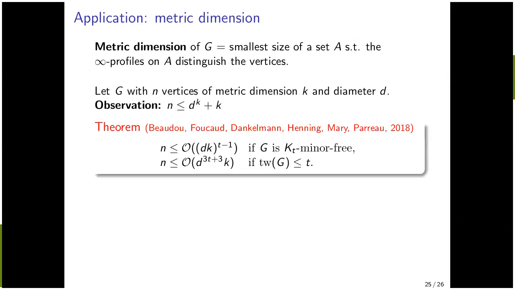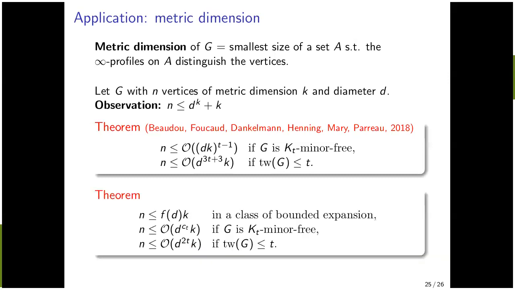And recently the question of having better bounds for specific classes of graphs has been investigated by this group of authors. In particular, they proved that if G is K_t minor free, then n is at most a big O of D to the t minus 1 times K to the t minus 1. Okay, so this is much smaller than D to the K. And if the tree width of G is at most t, then n is at most a big O of D to the 3t plus 3 times K.